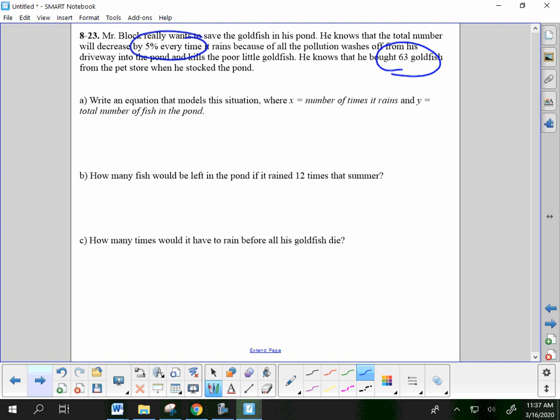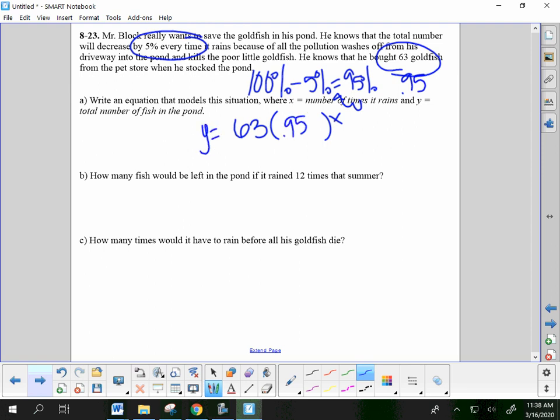So again, in order to write an equation that models this situation, we need to know our initial value, so 63 goldfish, and we need to know our multiplier. And instead of increase, we're dealing with decrease. So we want to subtract from 100%. So it looks like each time it rains, we have 95% of what we used to have, which when you change that into a decimal, you always have to move the decimal place 2 spots. So it's going to be 0.95. So my equation is y equals 63 times 0.95 to the power of x.